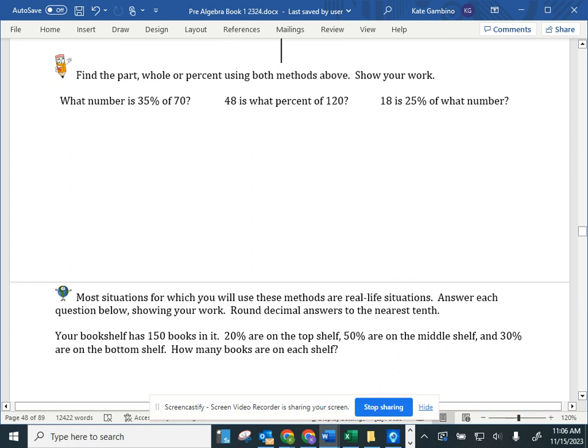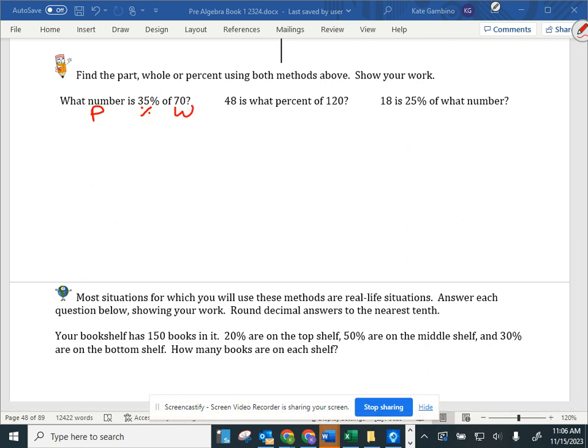We're doing a lesson. What number is 35% of 70? Well, I have my two different methods. The first one would be setting up the proportion. When I say what number is 35% of 70, what am I looking for? The part, the whole, or the percent, Jude? The part. I know the 35% is a percent, and I know 70 is my whole.